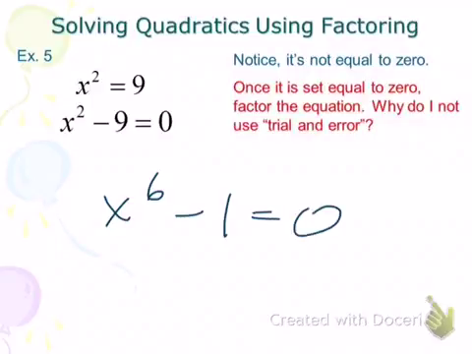x to the 6 minus 1 equals 0. How many zeros does this have? How many answers? 6. There's 6 answers to this equation. It's the sixth roots of 1. I know that's a little bit odd to you at this point, but how many square roots does a number have? How many square roots did 9 have in this problem? 2 square roots, right? Every number has 2 square roots, 3 cube roots, 4 fourth roots, 5 fifth roots, and 6 sixth roots.